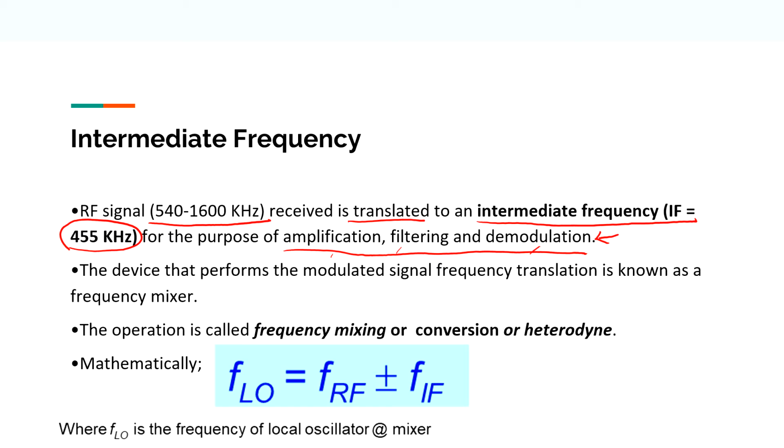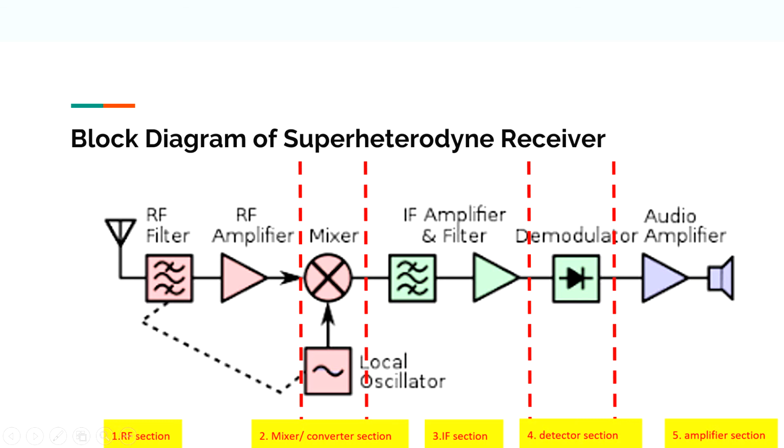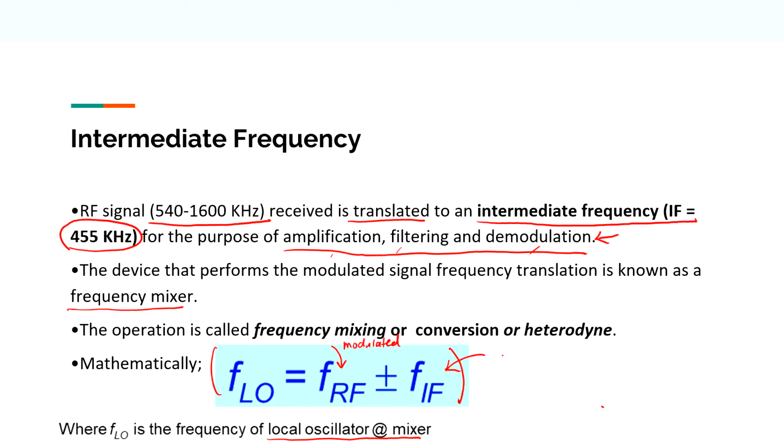The device that performs the modulated signal frequency translation is known as the frequency mixer. The operation is called frequency mixing, conversion, or heterodyne. So this is the formula to get the intermediate frequency, where FLO is the local oscillator frequency, FRF is the input of the receiver or the modulated signal, and FIF is 455 kilohertz.